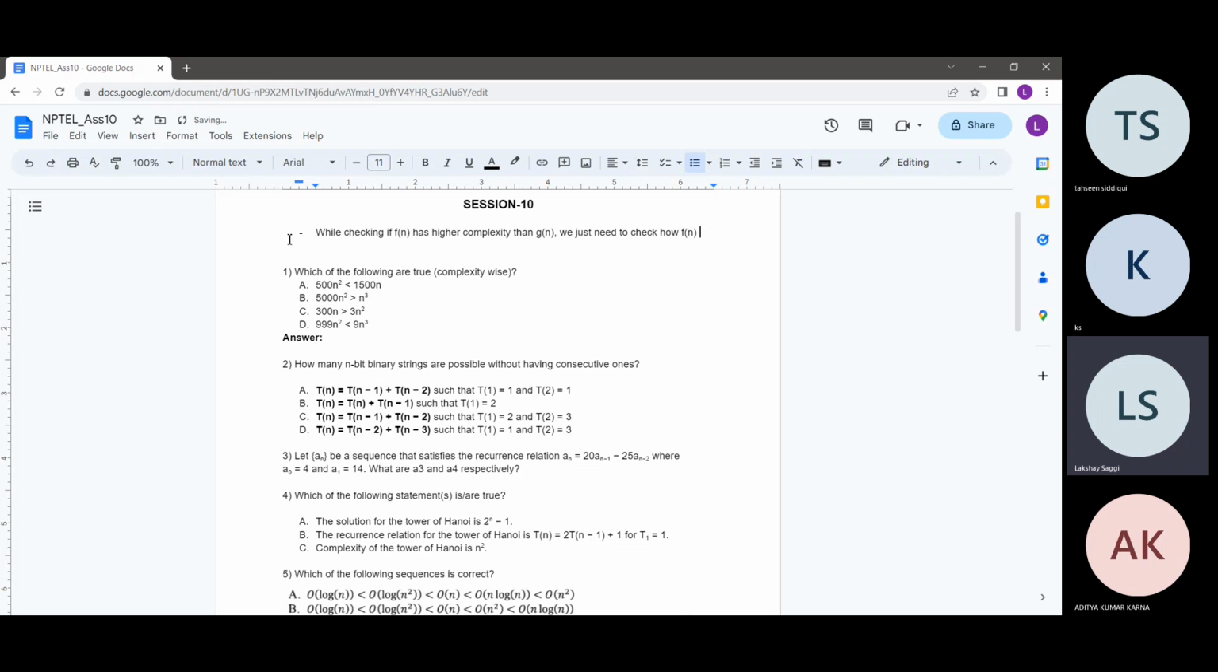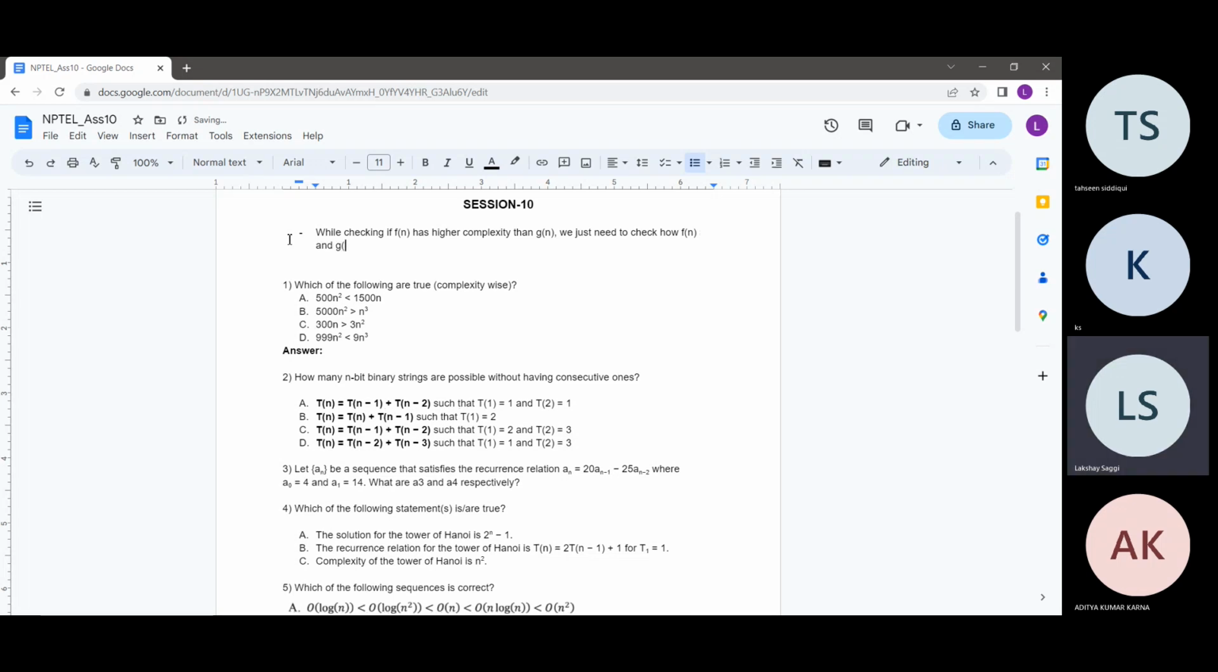Like we are not interested in smaller values of n. So it is possible that suppose f of n has a bigger complexity than g of n, but f of n is smaller than g of n for smaller values of n. So it is completely possible. We just care, while answering the question related to complexity, only about the values when n is large.